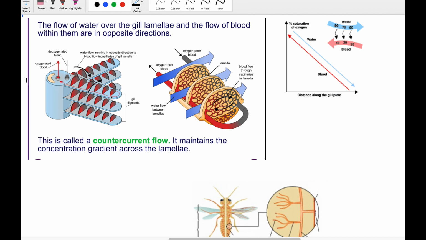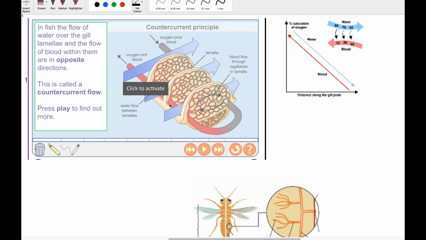So here, once again, we see that the water flows in one direction whilst the blood is flowing the other direction. Now, I don't actually like this here because the blood should be going this way. This arrow is not really good. Both arrows should be going from right to left across. Now, let's see why that's so important.